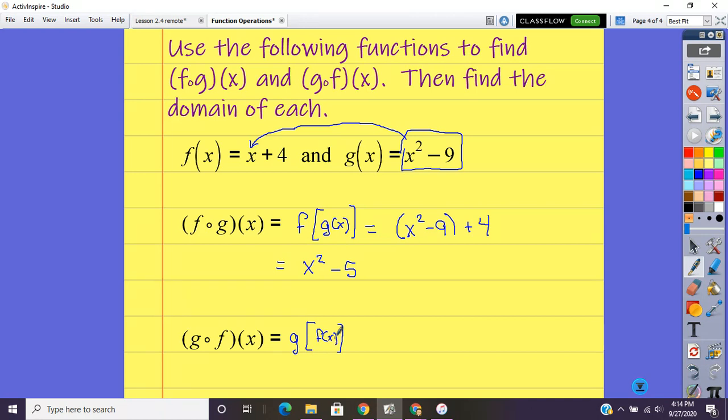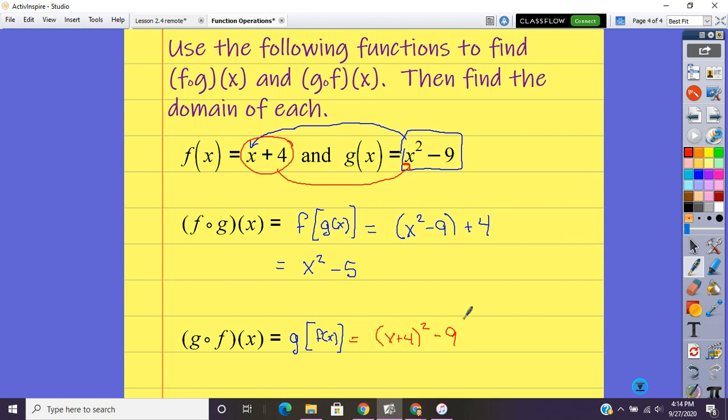So how do you think this one's going to work down here? Hopefully you said, well, since f of x is inside the g of x, I'm going to take this and plug it into the x over here. And if you said that, that is correct. Which means I'm going to have an x plus 4 inside the square and then a minus 9.